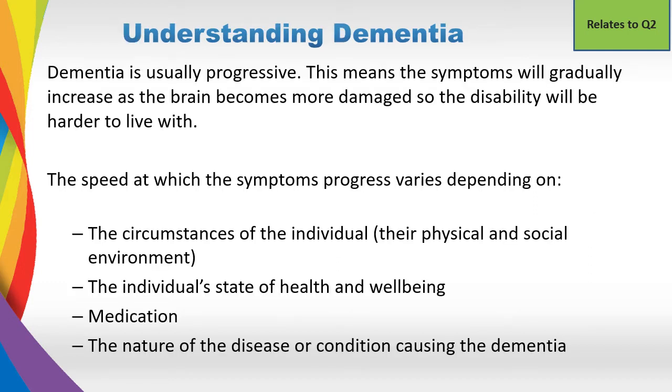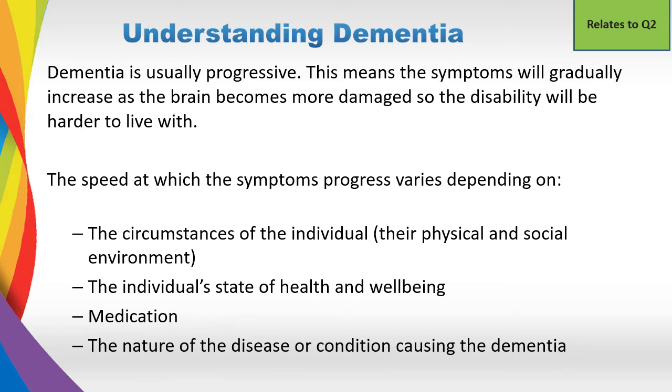So dementia is usually progressive, and this means that the symptoms will gradually increase or get worse and worse because the brain is becoming more damaged, so the disability is harder to live with. Not everybody's progression will be the same, so symptom progress varies. It could depend on the circumstances for the individual, like where they're living and their physical health as well. It could be the state of their health and well-being, any medications they're taking, or the nature of the disease or condition that's causing the dementia.